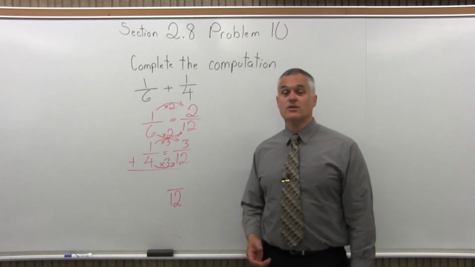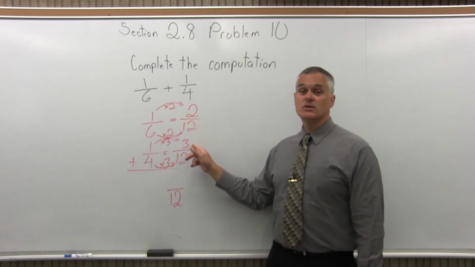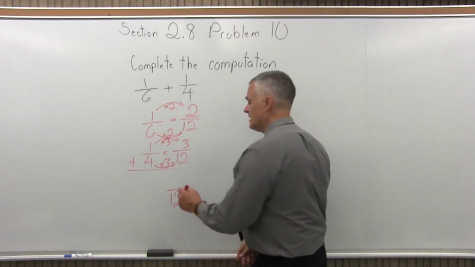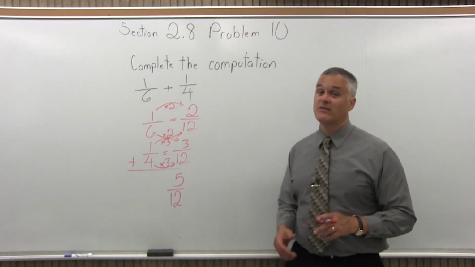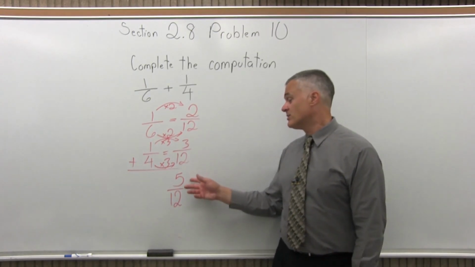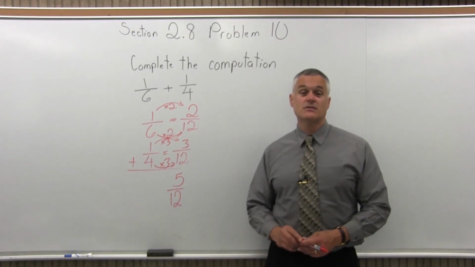Now I can combine the numerators. This is an addition problem, so I will add 2 plus 3 more. 2 plus 3 more is 5. So I have a result of 5 over 12. You should check to see if you can reduce it. In this case, 5 over 12 does not reduce. There are no numbers that divide into both 5 and 12 evenly. So 5 over 12 is the final answer.